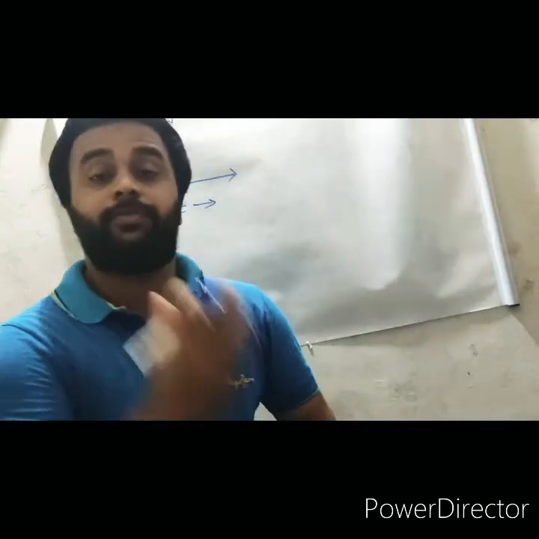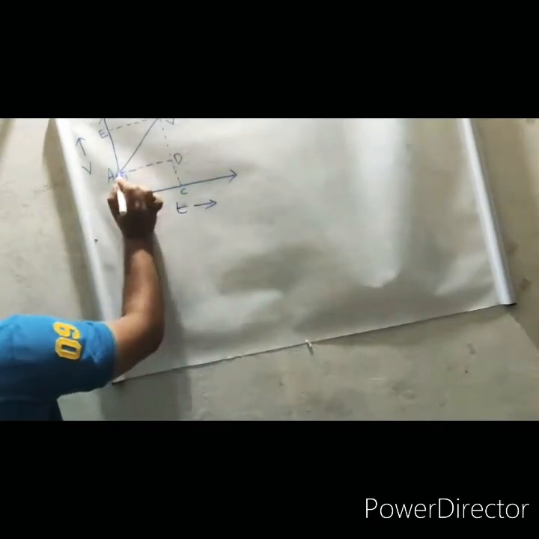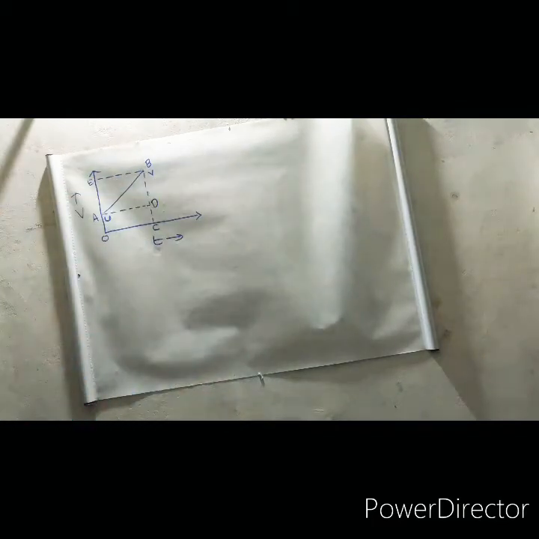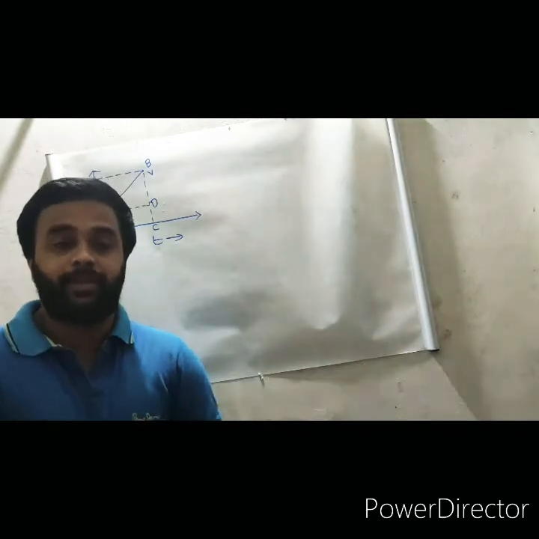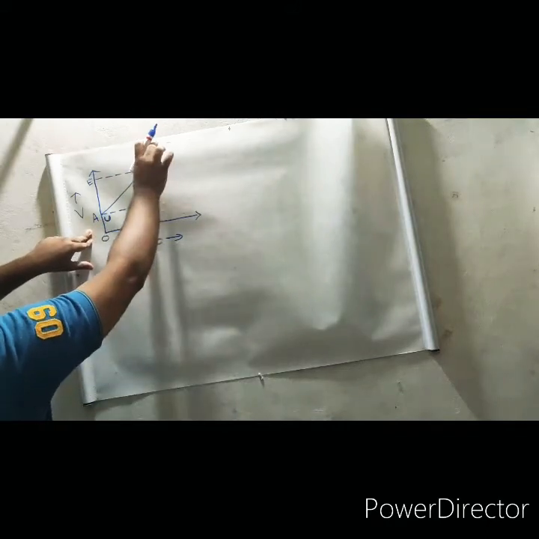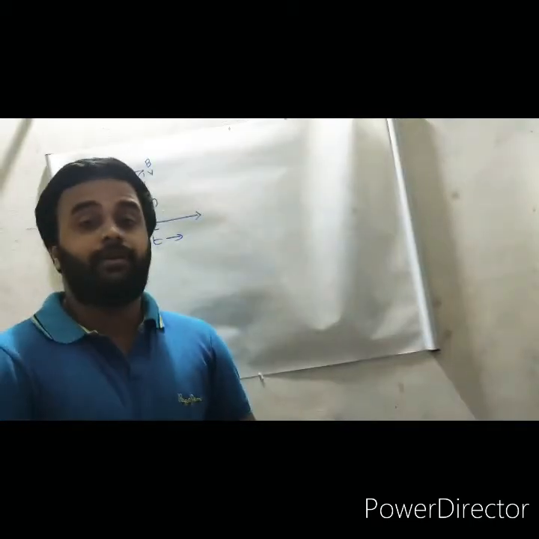So it's all about the graph: the velocity time graph of an object moving with uniform acceleration. Here is the initial velocity u of the object, and here is the final velocity v. I think all of you are clear about the graph.